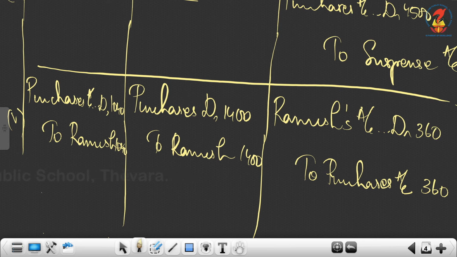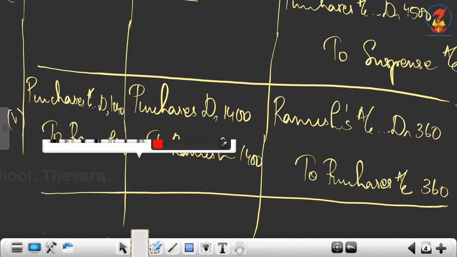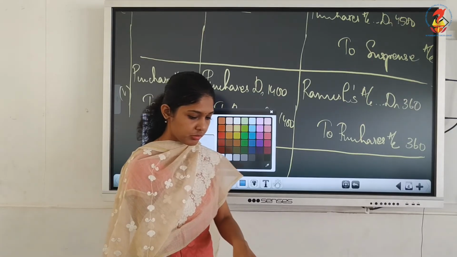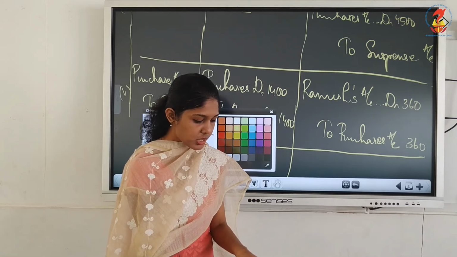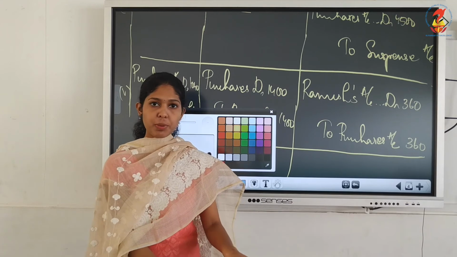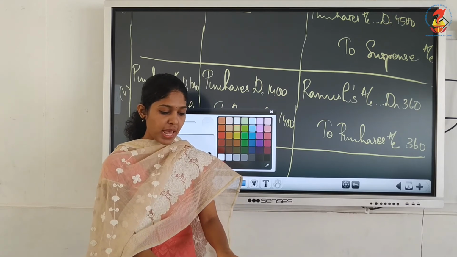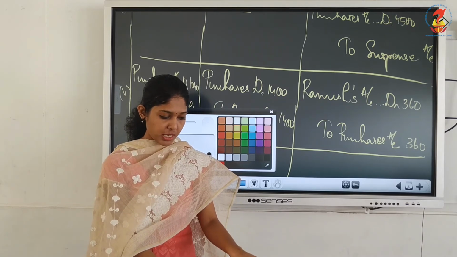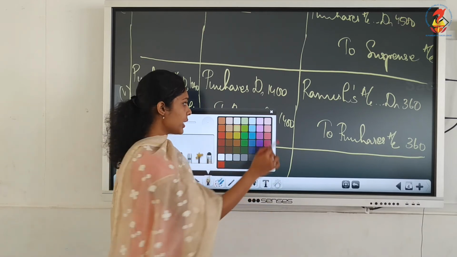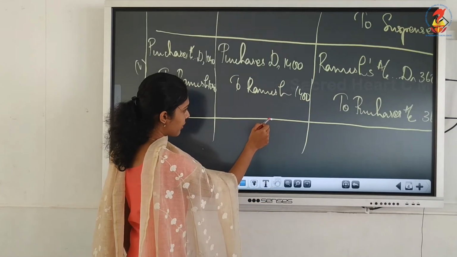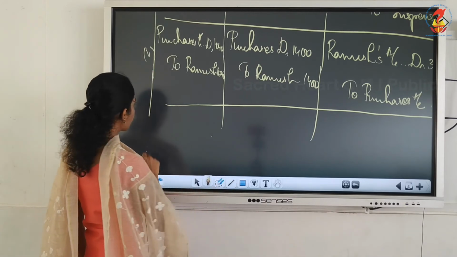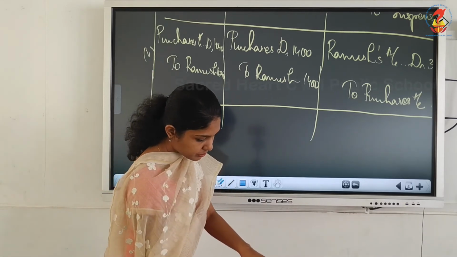So this is the rectification entry. Next one is the 7th one. Goods costing 5,000, sales price is also given, distributed as free samples among prospective customers, not recorded anywhere in the books. So now we are going to record it. We haven't recorded before, so we'll record it now.